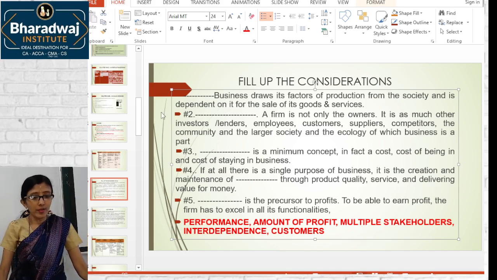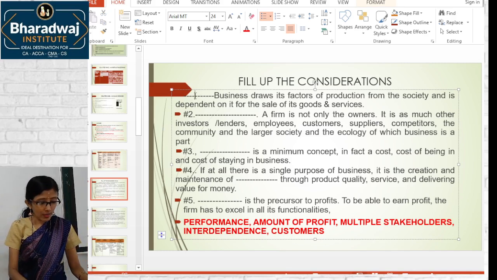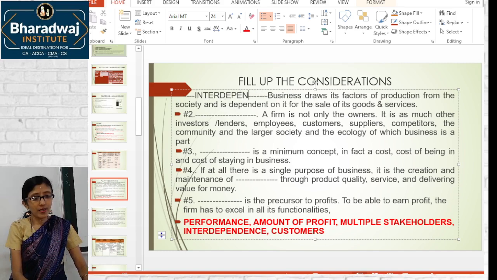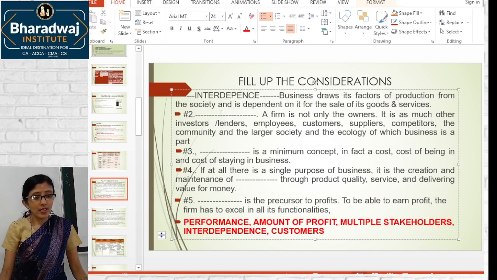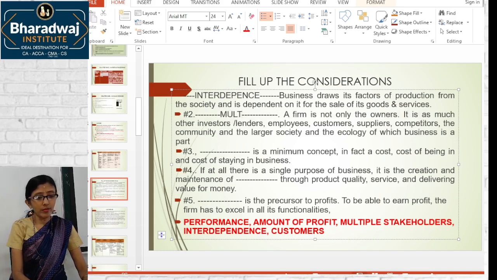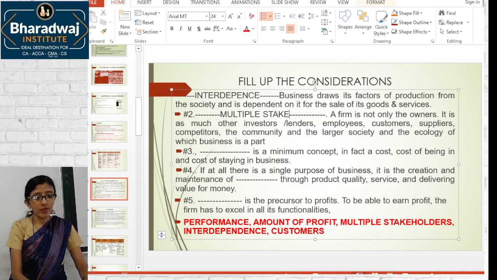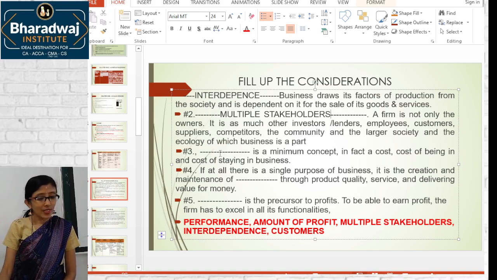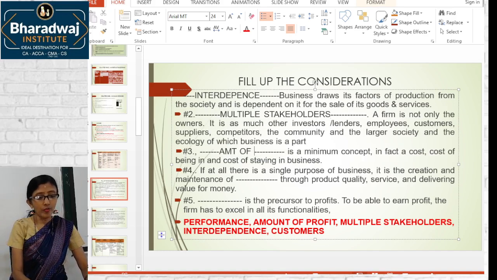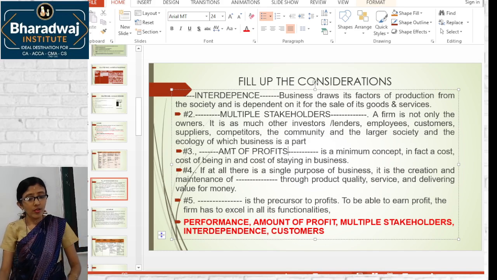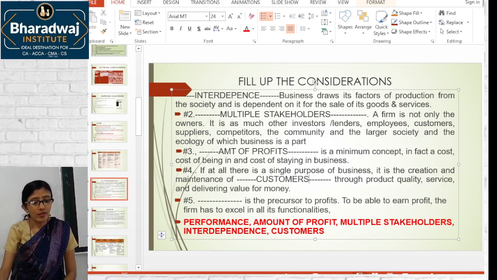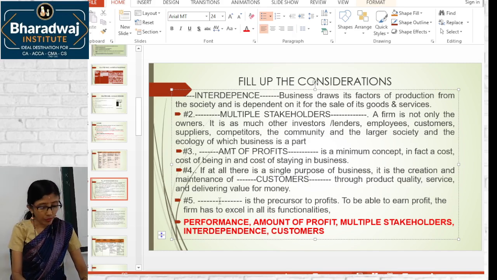For the first one, what is the answer? Very good. It is interdependence. Second one, multiple stakeholders. Very good. Third, yes, it is amount of profit. Very good. Fourth one, customers. Yes, good. And of course, fifth one, performance.